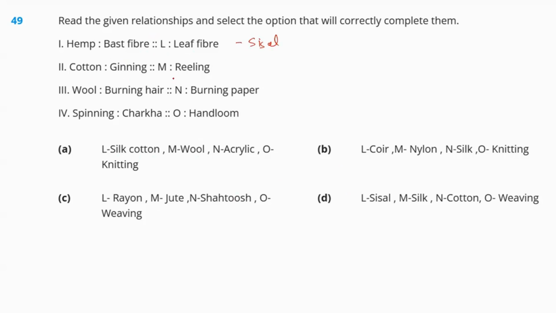Cotton for ginning, and for the reeling, it would be silk. Wool burning here, which would be giving the burning paper smell, it would be cotton. Spinning, charkha, handloom is related to your weaving. Our option number D would be our correct answer.